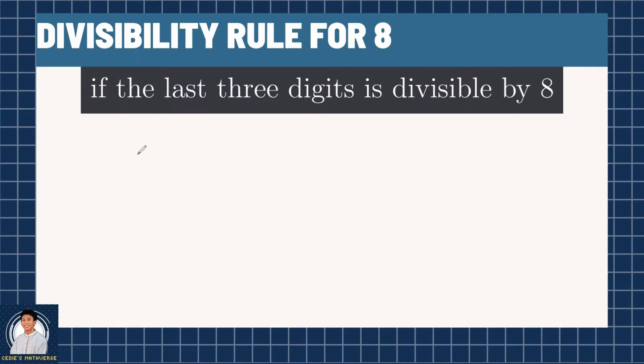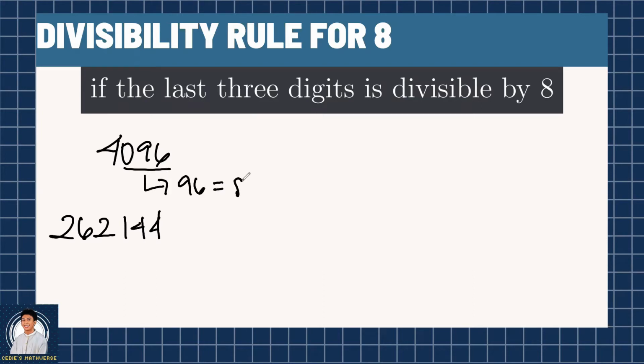So the divisibility rule for 8 states that if the last 3 digits are divisible by 8, then the number itself is divisible by 8. For instance, the numbers 4096 and 262,144 are divisible by 8. 096 is 96, which is equal to 8 times 12, which is indeed true. And 144 is equal to 8 times 18. This implies that these two numbers are divisible by 8.